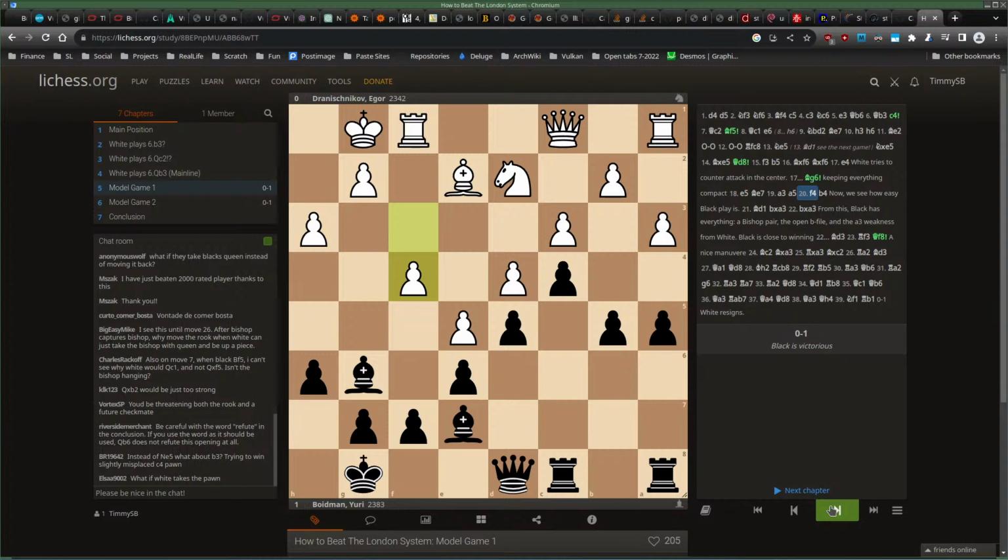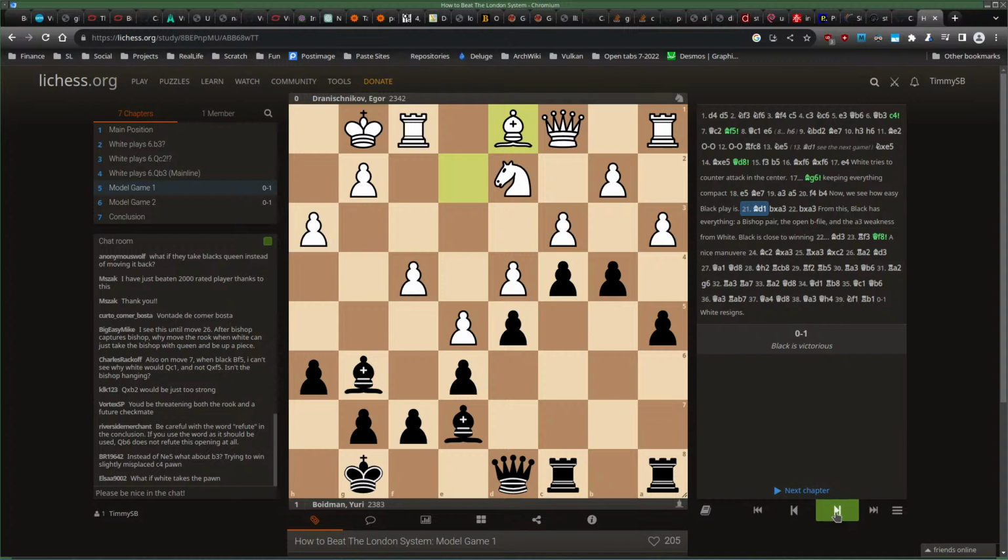Yeah. I don't know. b5. Yeah, b5. Goes back. Why does he go back? Now we see how easy black play is. Bishop d1, b takes a3, b takes a3.